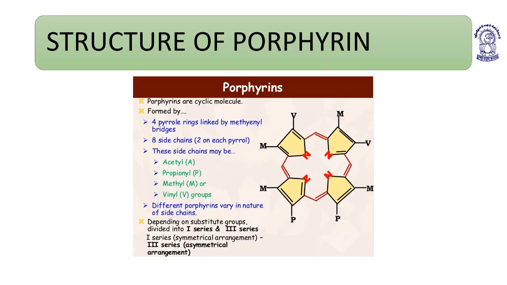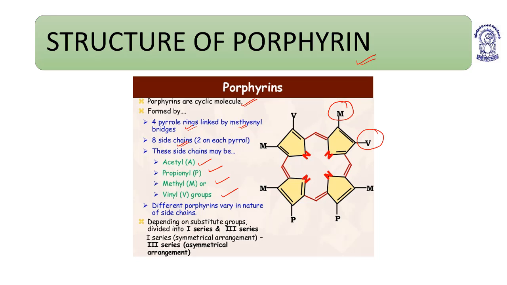Now, structure of porphyrin. This is a very important topic. Porphyrins are cyclic molecules, and they are made up of four pyrrole rings which are linked by methylene linkages, or methine bridges. There are 8 side chains, two on each pyrrole. These are the methylene linkages, and these can be the vinylic linkages. These side chains are acetyl, propionyl, methyl, and vinyl.